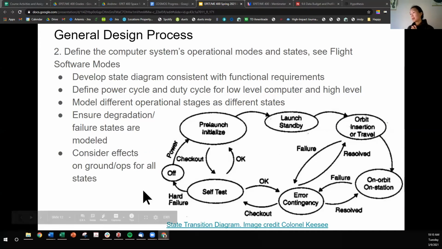Following this state diagram, you can follow and model failure states, the progression of different failures, and then you can consider the effects on your ground operations for all the states. Using this state diagram, you can think about, do we want to make it manual or autonomous? When in the schedule are we going to, say, come into a state that needs a manual transition versus an autonomous transition?